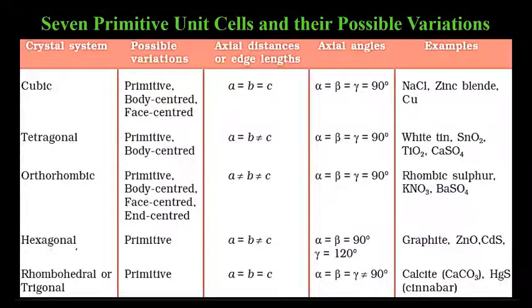Next, hexagonal. In hexagonal, you know that one angle will be 120 degrees. I'll show you the diagram. If I consider the base as a hexagon, then all these angles will be 120 degrees, because a regular hexagon will be like this. All angles will be 120 degrees.